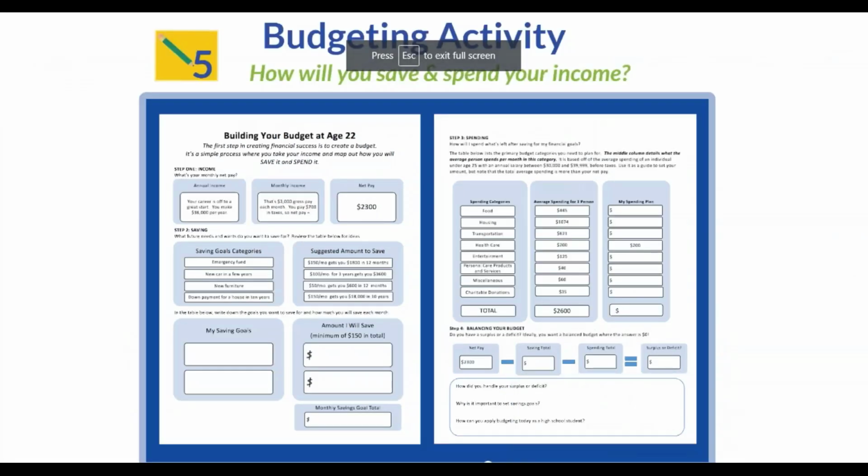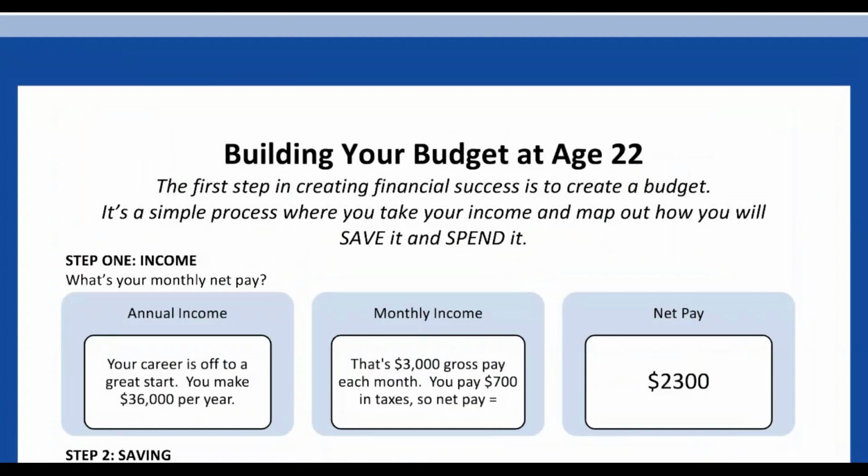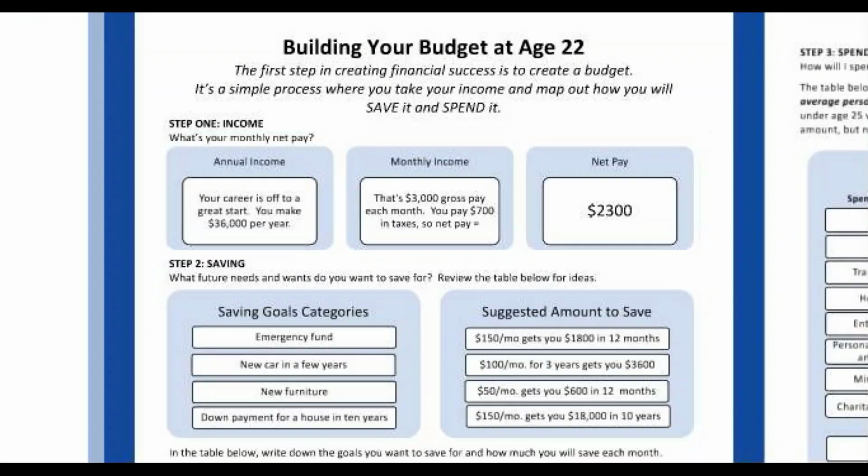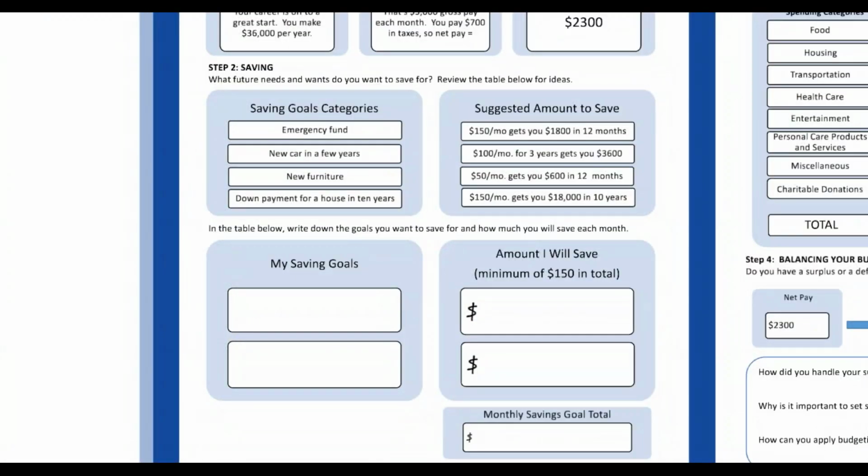So you'll step them through each section of this activity. So first, you're setting up a scenario for them that they are 22 years old, they got a job paying $36,000, their net pay is $2,300 a month. Step 2 is all around savings, and they'll set a couple of savings goals that will total a minimum of $150. There are some suggestions up above in case they aren't sure how much things cost or what they might want to save for. But they'll set those savings goals and total them down at the bottom here, monthly savings goal total.